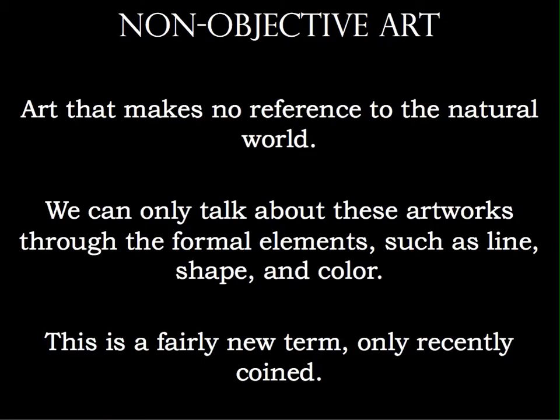Now, today we deal with what's called non-objective art, which means that this art makes no reference to the natural world. We can only talk about these artworks through the formal elements: line, shape, and color. Keep in mind that non-objective art is a new term. It's a new classification because this art is fairly new. We really only start to see this art as we get toward the end of World War II.